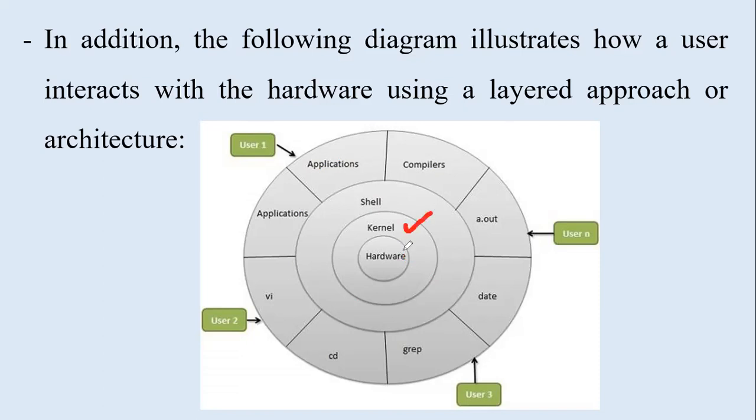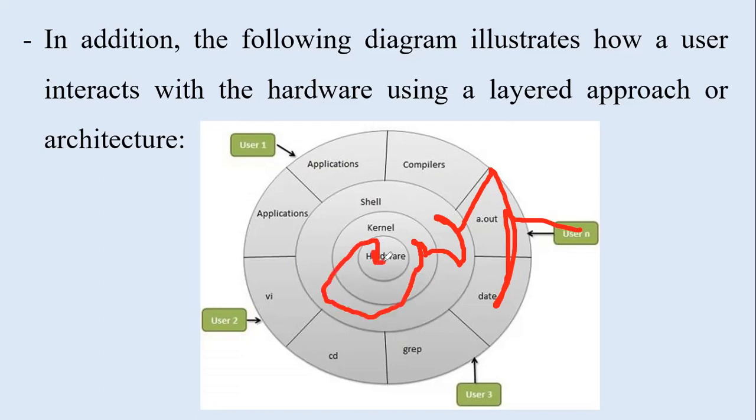And then on the lowest end, we have the hardware. So on the outer layer, we have users. On the next layer, we have application programs. The next level, we have the shell, which is the outermost part of the OS. Then we have the kernel, which is the innermost part of the OS. And it is the kernel that communicates with the hardware, my dear students and other listeners. Good.